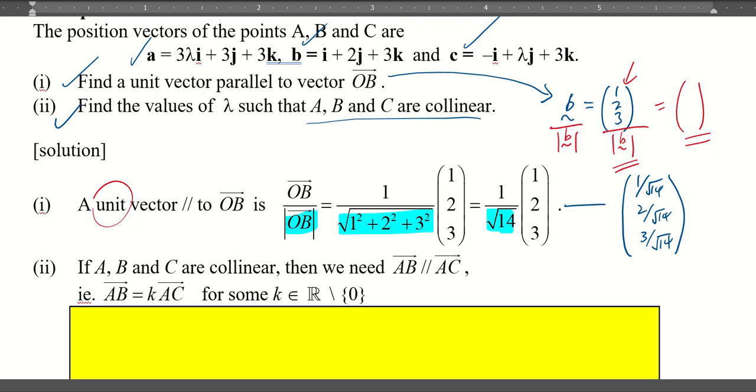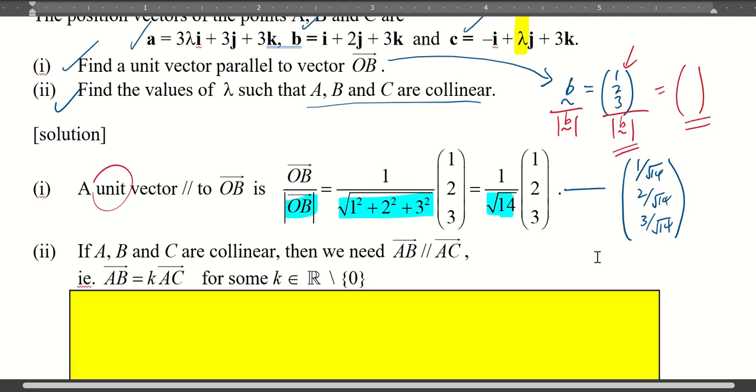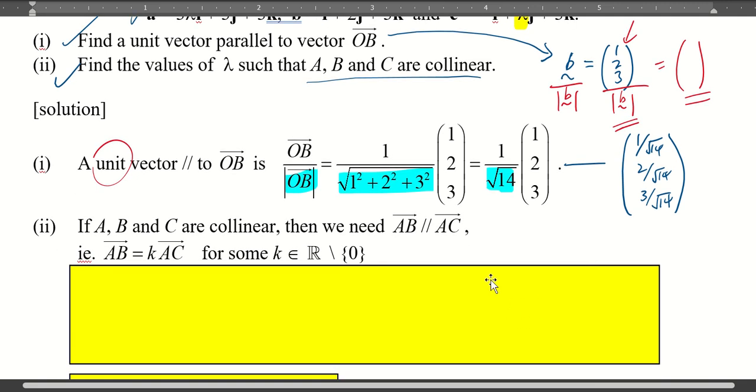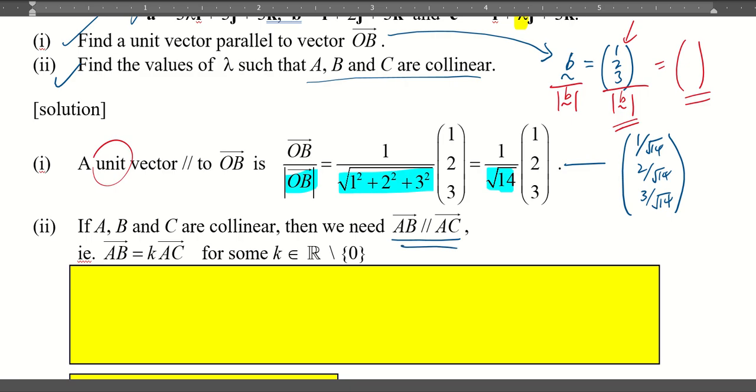Here in the question, it is important to take note that there's actually an unknown, lambda, for C. We want to find what this value should be so that A, B, C are collinear. To do that, we need to prove, say, AB is parallel to AC, or AB parallel to BC also can. It's really your choice. If I want to show AB parallel to AC, I will need to show that AB can be expressed as a scalar multiple of AC.